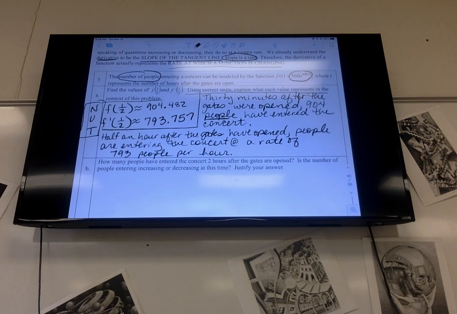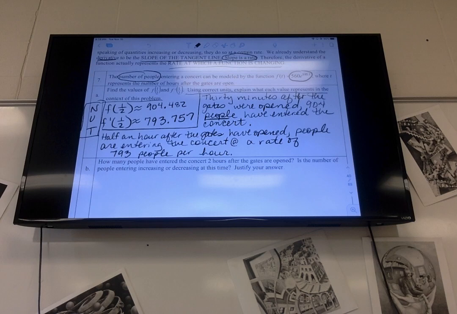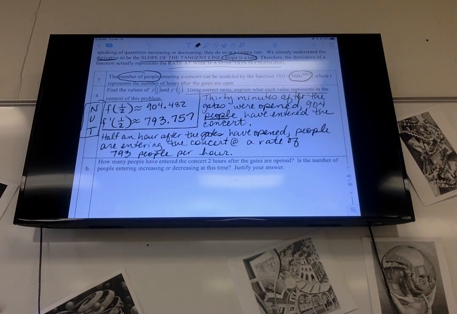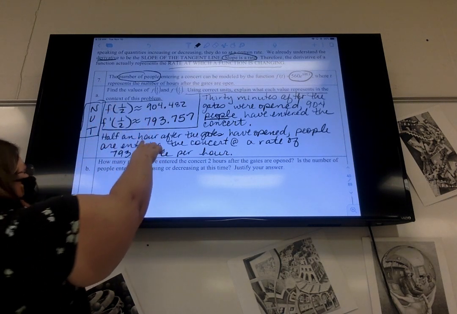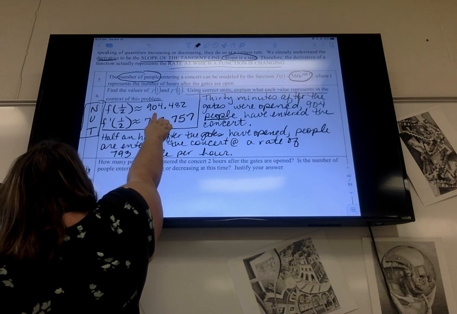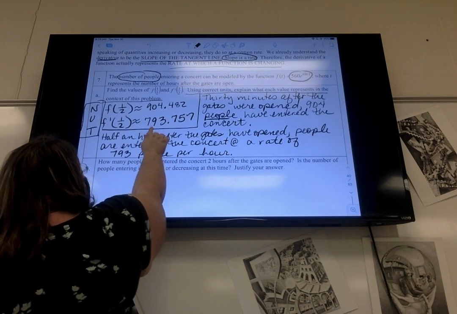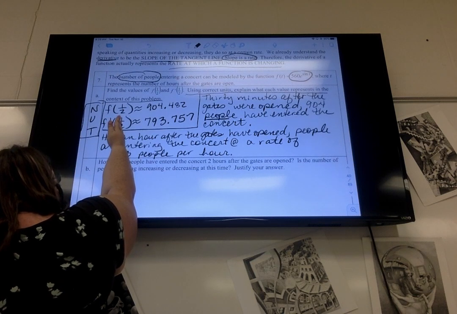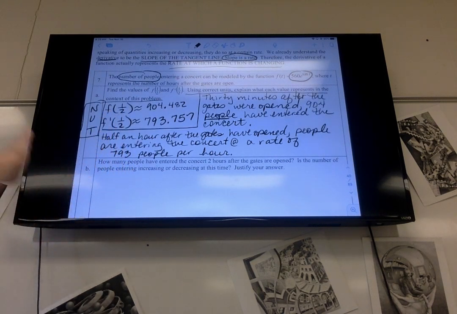So it might be a different thing at 3/4 of an hour, or at 1/4 of an hour. It's like driving where you have to change speeds every now and then. The speed of people changes. How many people are entering is going to change based on what particular time it is. This is how quickly they're entering at this moment in time.